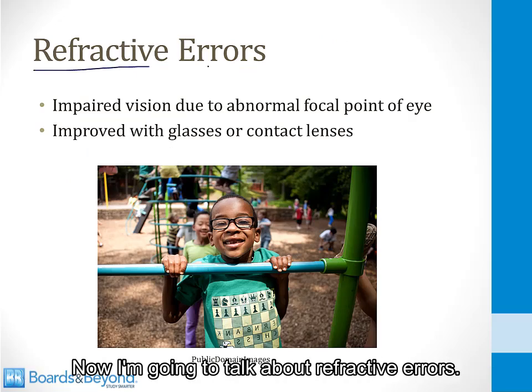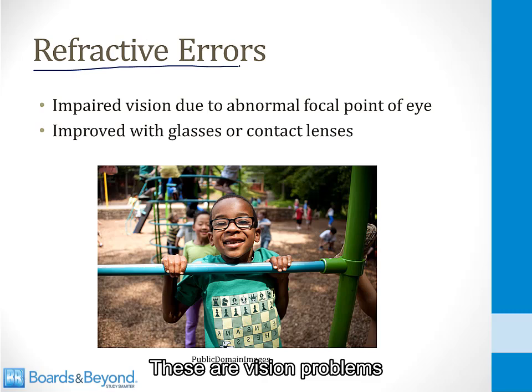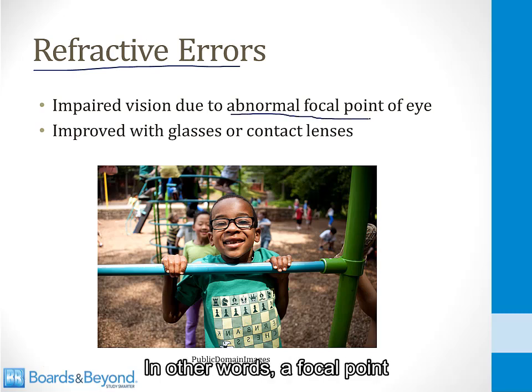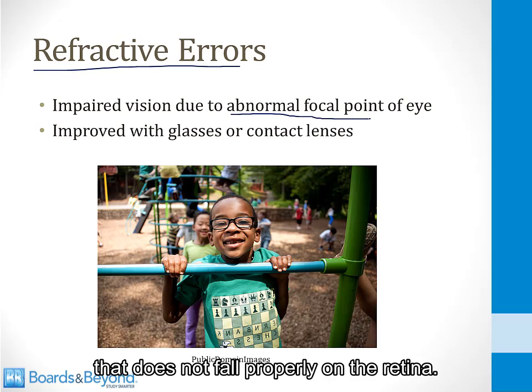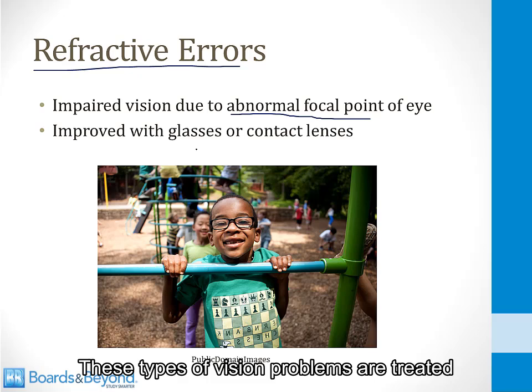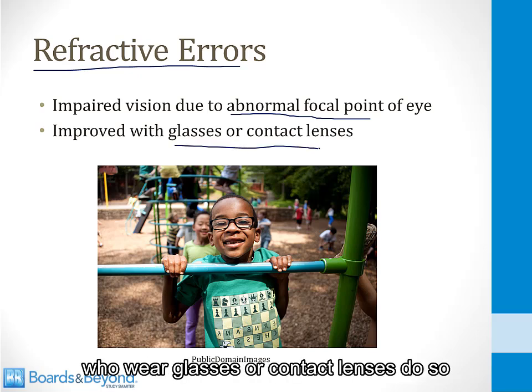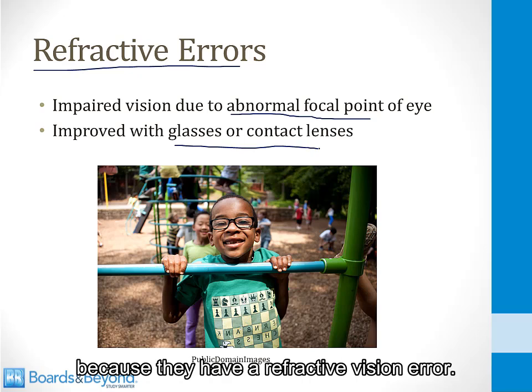Now I'm going to talk about refractive errors. These are vision problems that result from an abnormal focal point of the eye. In other words, a focal point that does not fall properly on the retina. These types of vision problems are treated with glasses or contact lenses, and most of the people you know who wear glasses or contact lenses do so because they have a refractive vision error.